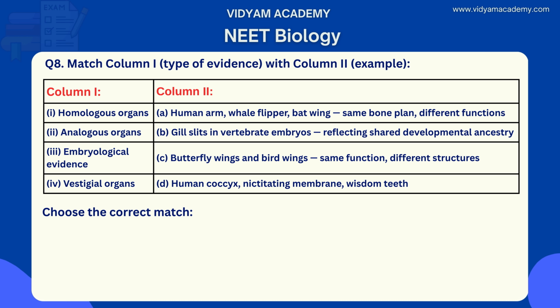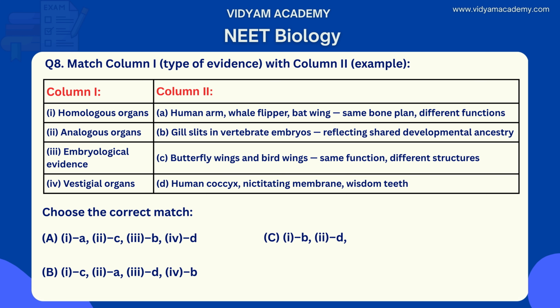So here are the options. Option A: 1A, 2C, 3B and 4D. Option B: 1C, 2A, 3D and 4B. Option C: 1B, 2D, 3A and 4C. And option D: 1D, 2B, 3C, 4A. Which option is exactly matched and correct?